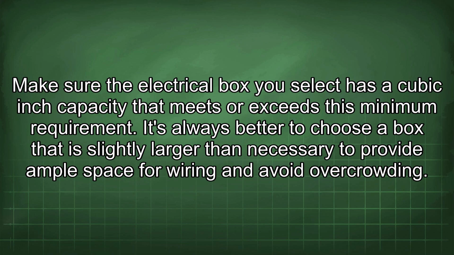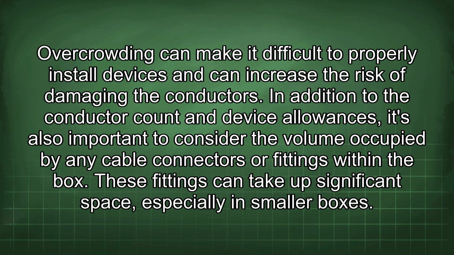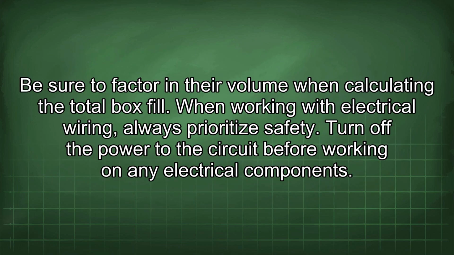It's always better to choose a box that is slightly larger than necessary to provide ample space for wiring and avoid overcrowding. Overcrowding can make it difficult to properly install devices and can increase the risk of damaging the conductors. In addition to the conductor count and device allowances, it's also important to consider the volume occupied by any cable connectors or fittings within the box. These fittings can take up significant space, especially in smaller boxes. Be sure to factor in their volume when calculating the total box fill.